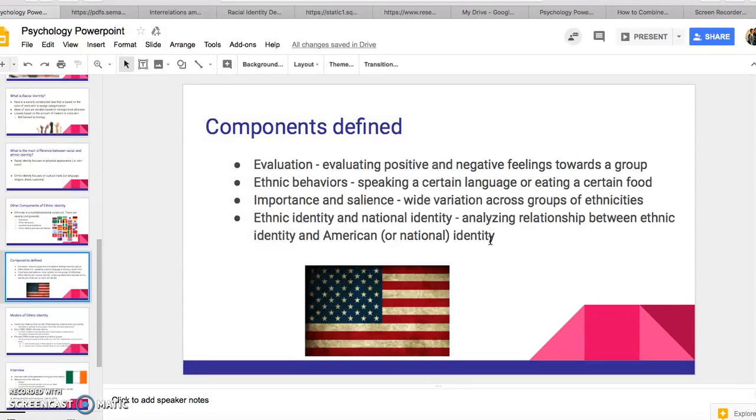Okay, and then moving on to the last one, ethnic identity and national identity. So just analyzing the relationship between the ethnic and the national identity. So say that myself, I'm Italian, but I'm also American. So recognizing, yes, your ethnicity is Italian, but we live in America, so our nationality is American, and just kind of keeping those things in mind.